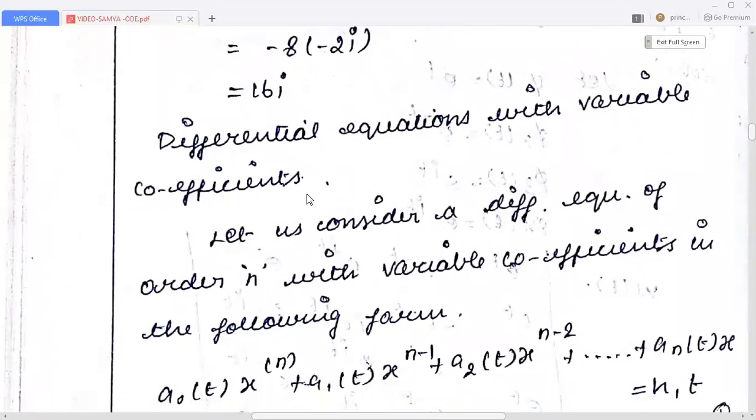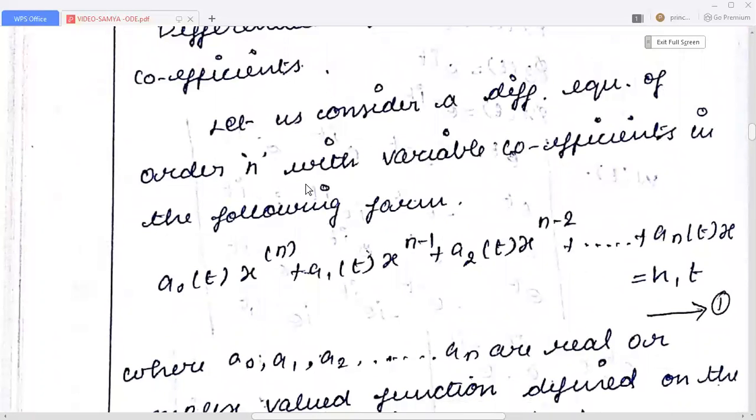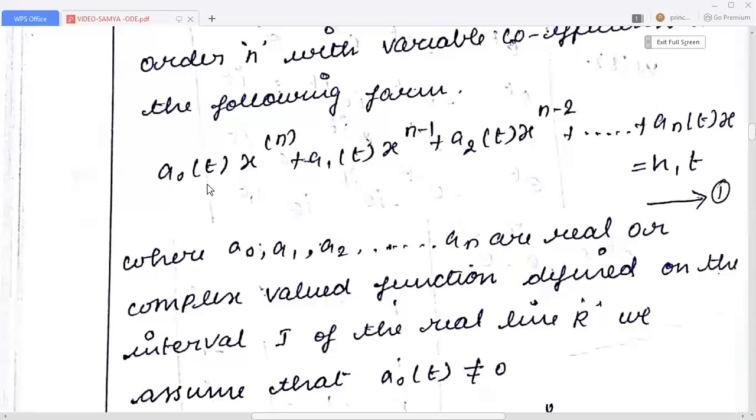Next, differential equations with variable coefficients. Let us consider a differential equation of order n with variable coefficients in the following form: a0 of t into x power n plus a1 of t into x power n minus 1 plus a2 of t into x power n minus 2, etc., an of t into x, that is equal to h1 of t.